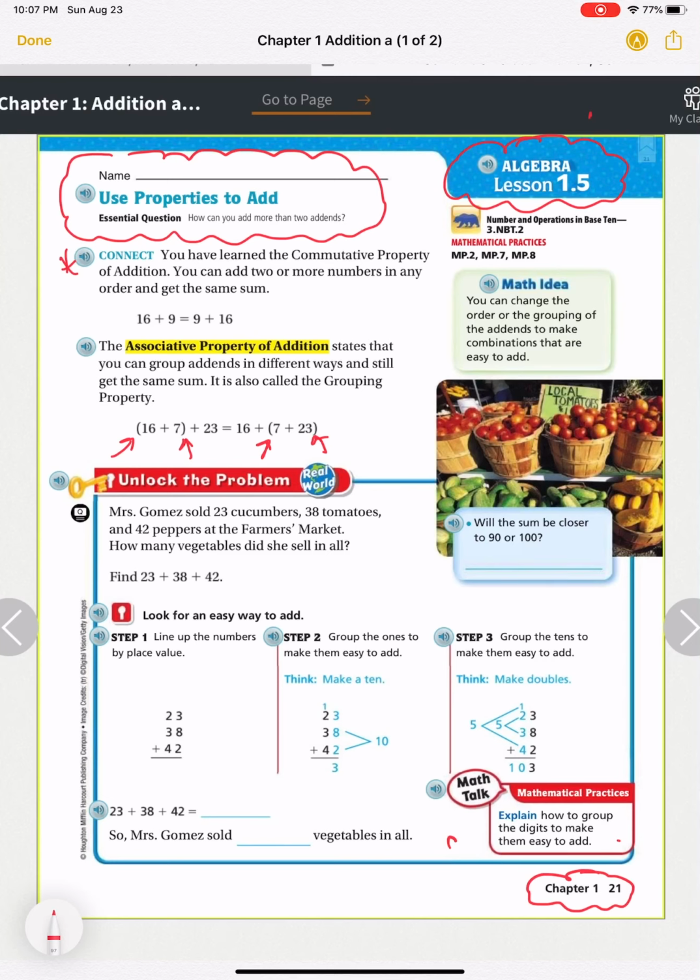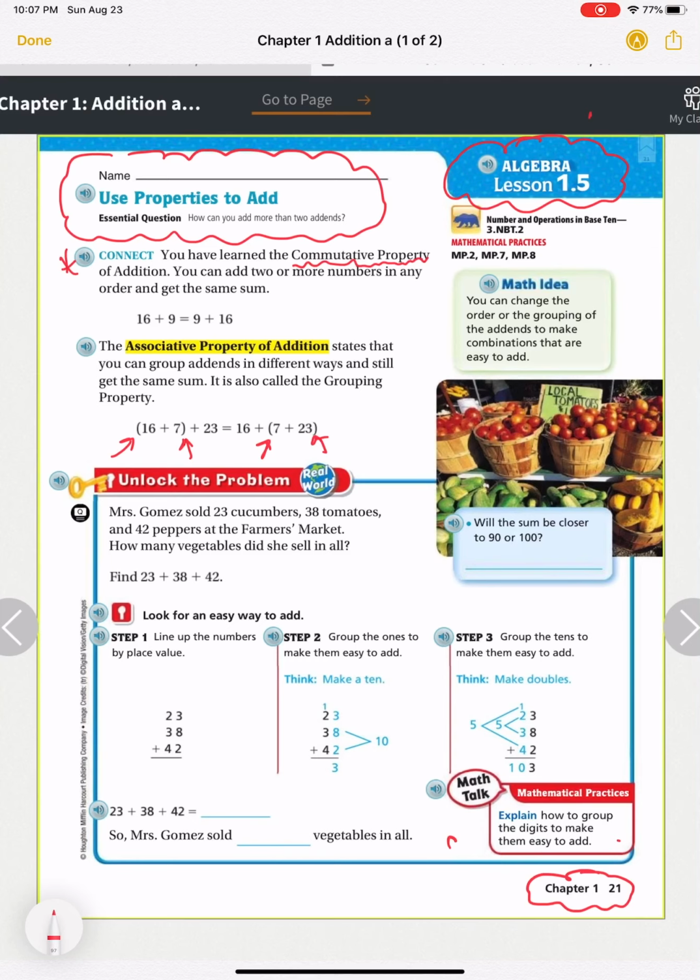Again, because the commutative property stated we can add them in any order and the sum stays the same, the associative property is basically the same idea, except you are grouping numbers first, then you are adding them, and you can change the grouping, but the sum still stays the same.